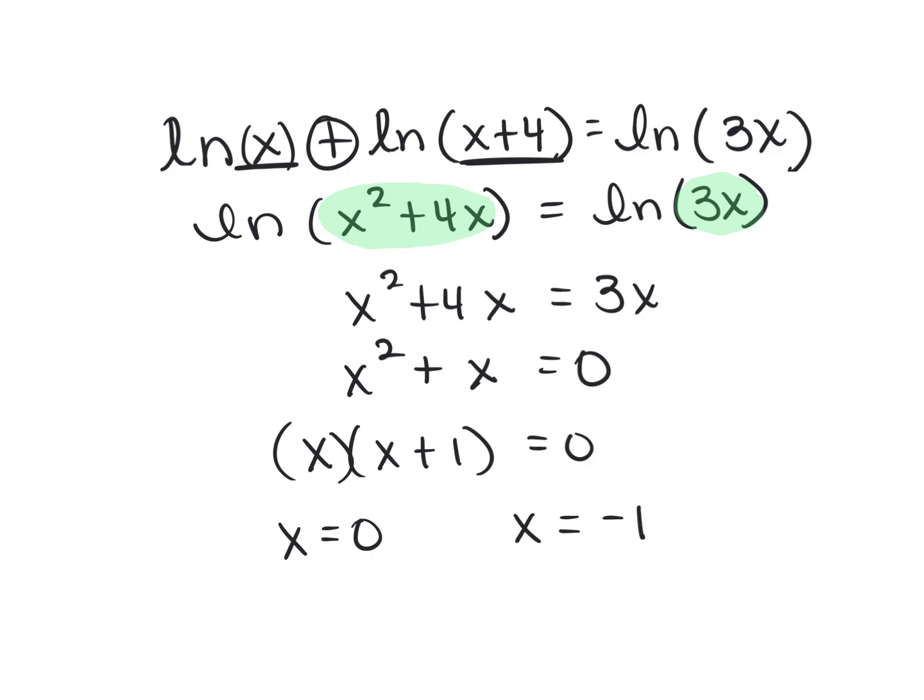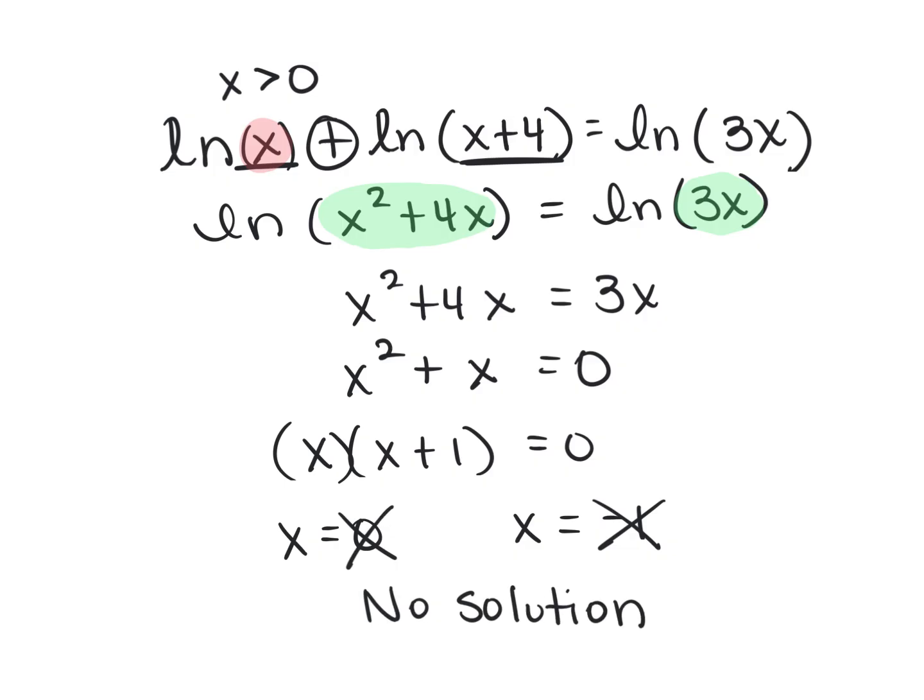Now what I have to check is to go all the way back up to the original. The original had an x, and I know from the domain restriction that this x has to be greater than 0. So it cannot be 0, so it can't be that one. And the other answer, of course, is negative 1. So that one's not going to work either. So this one has no solution. There's no x for which I can plug it into this and end up with a true statement.